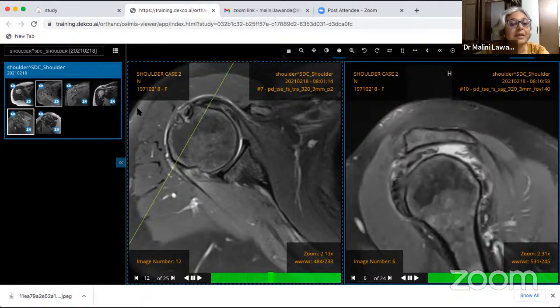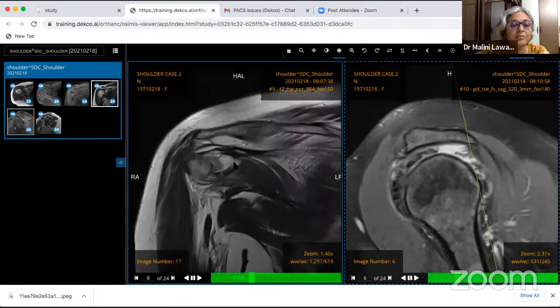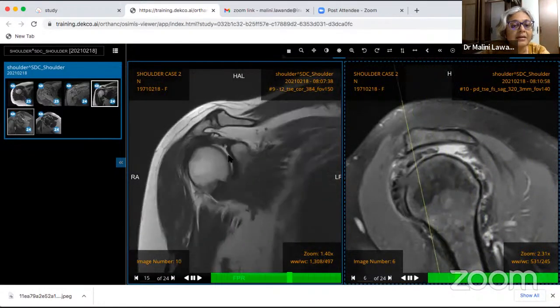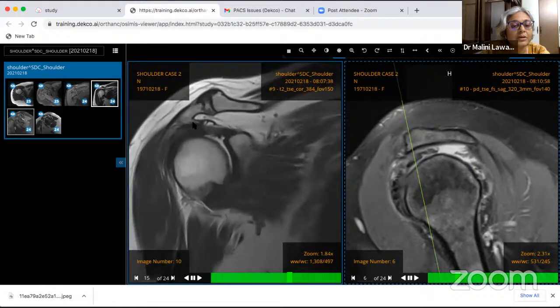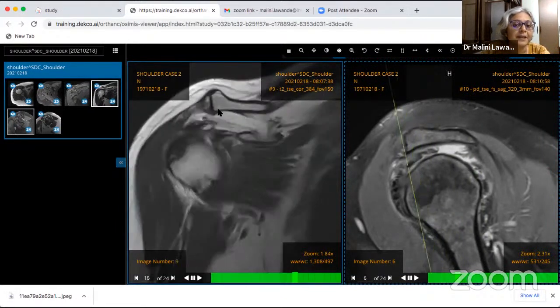So this is the type 3 undersurface of acromion. We'll mention that, because that could be causing impingement. And we also look at this. You can see this bony spur out here. So there's an acromial spur. AC joint OA is mild.